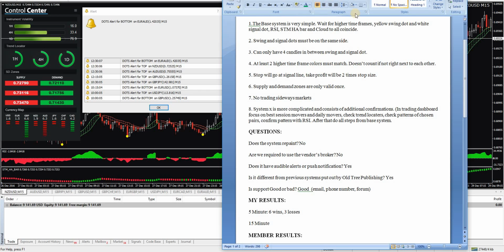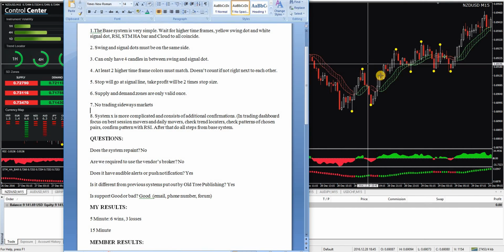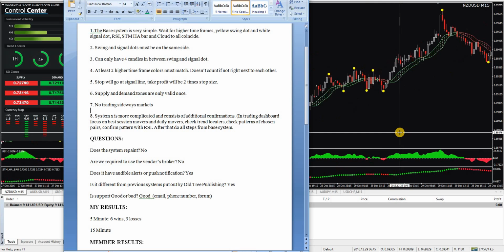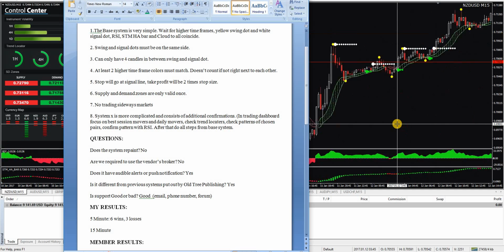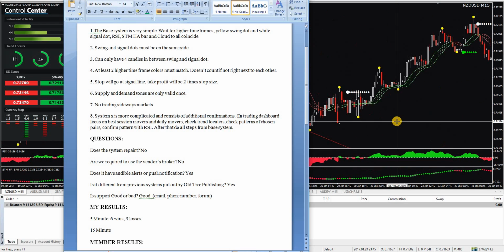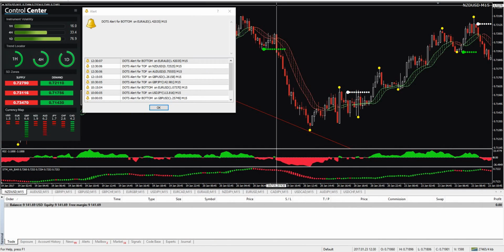All right, does the system repaint? From what I've seen, no. Everything generally stays the same. Let me see here. If we can get back to the ahead of this, I can show you what I'm talking about.